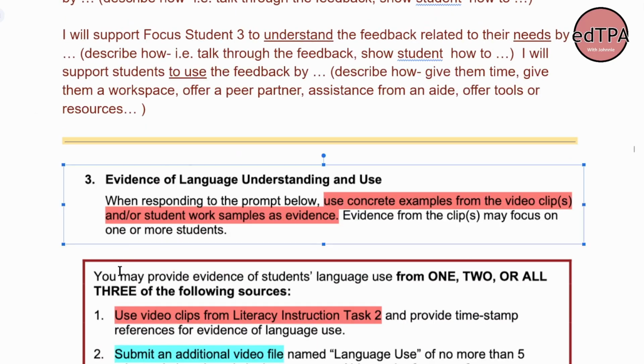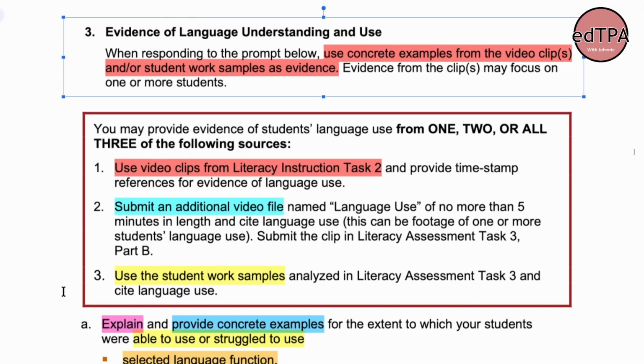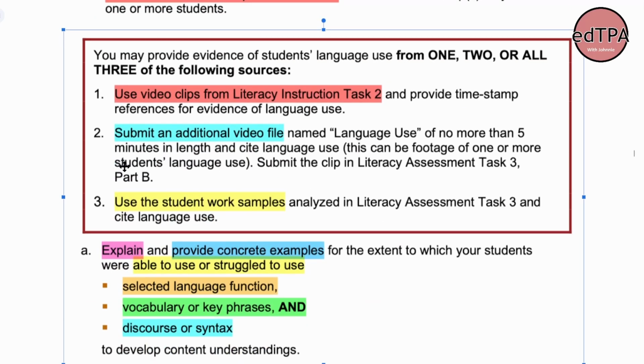Let's look at number 3. Evidence of language understanding and use. When responding to the prompt below, use concrete examples from the video clips and/or student work samples as evidence. Evidence from the clips may focus on one or more students. You may provide evidence of students' language use from 1, 2, or all 3 of the following sources.